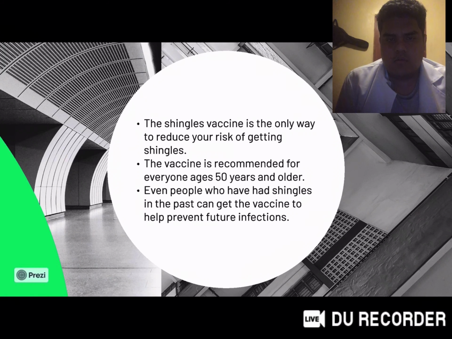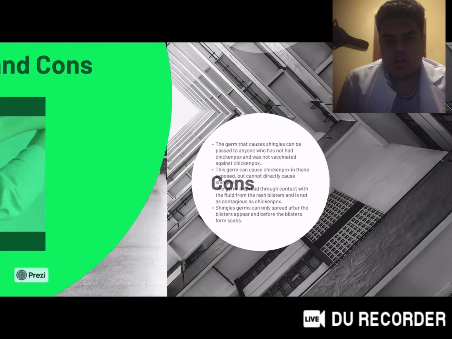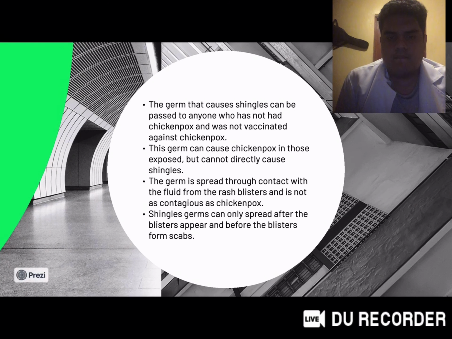The germ that causes shingles can be passed to anyone who has not had chickenpox and was not vaccinated against chickenpox. The germ can cause chickenpox in those exposed, but cannot directly cause shingles. The germ is spread through contact with the fluid from the rash blister and is not as contagious as chickenpox. Shingles germs can only spread after the blisters appear and before the blisters form scabs.